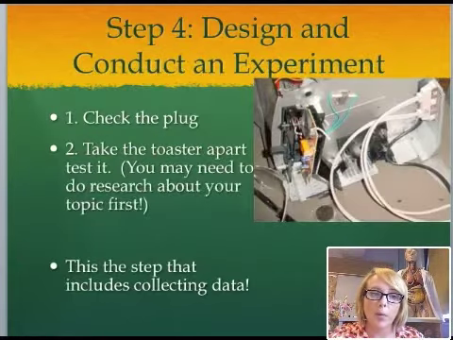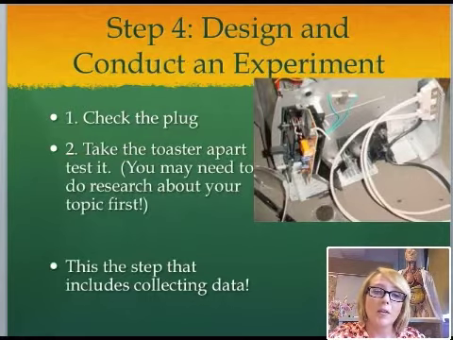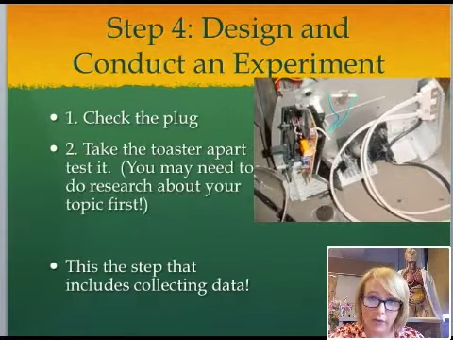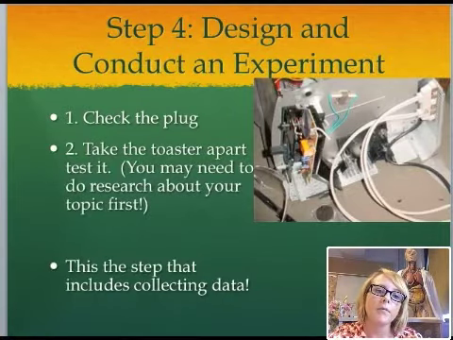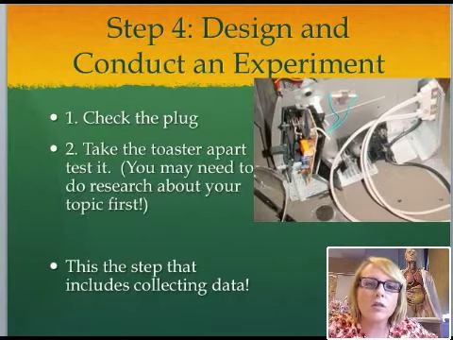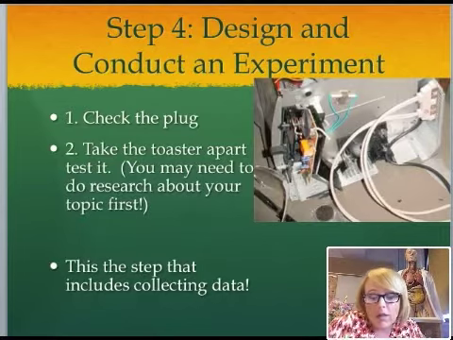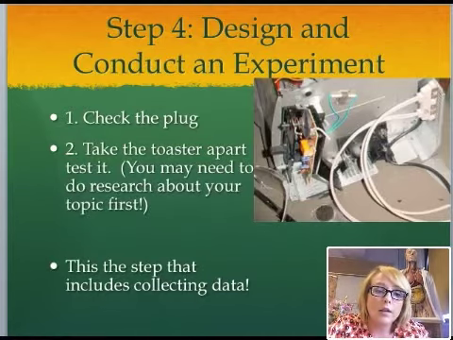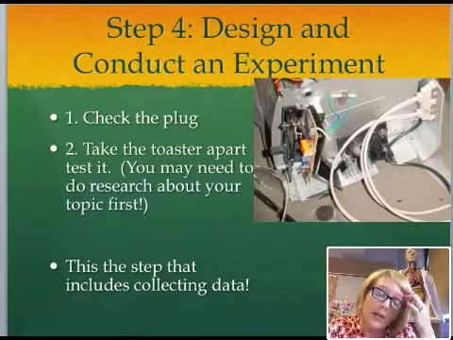Okay, so for our example, our experiment could be to check the plug, in which we'd have to write a procedure for that, right? Plug it in, see if it works, so-and-so. The second one could be to take the toaster apart and test it. Now, you wouldn't just want to take your toaster apart without knowing anything about how toasters work. So you may need to do research about your topic first. Okay. We'll also collect data in this part of the experiment.